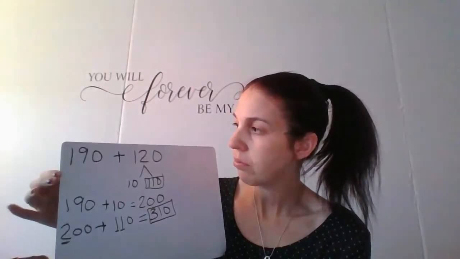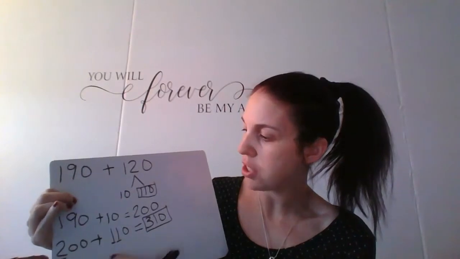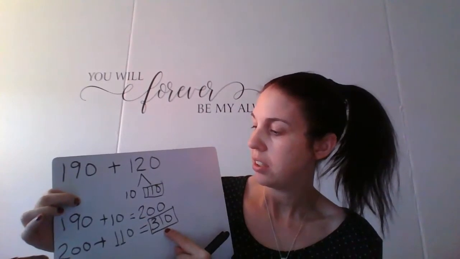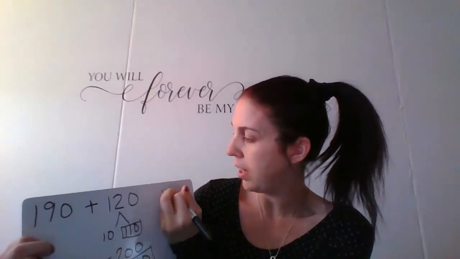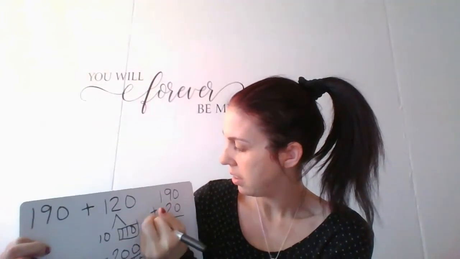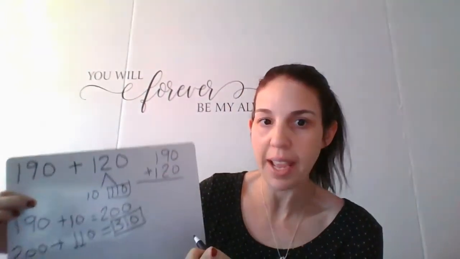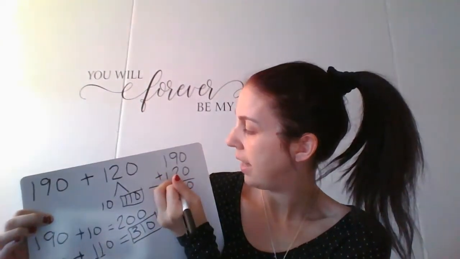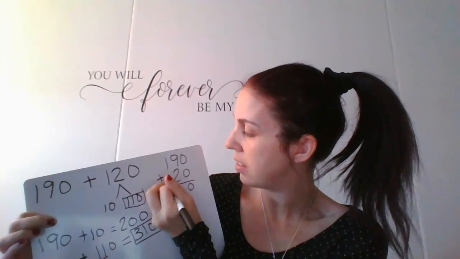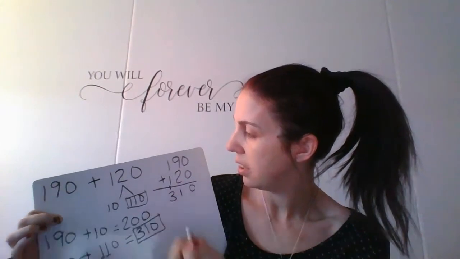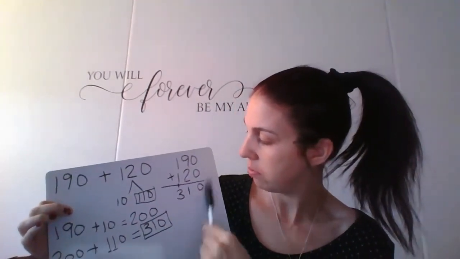Now, 200 plus 110 gives me 310. Let's make sure I did this correctly. What if we did 190 plus 120 and we added it this way? Let's see if we get the same answer. 0, 11, bring down the 1 and then put the 1 on the line below, and we have 3. 310, 310.